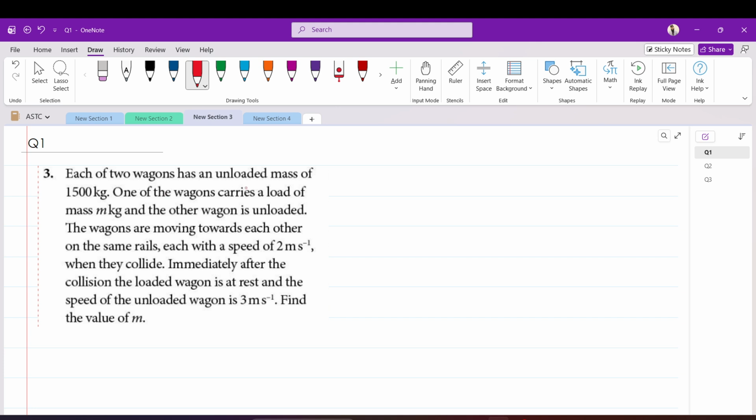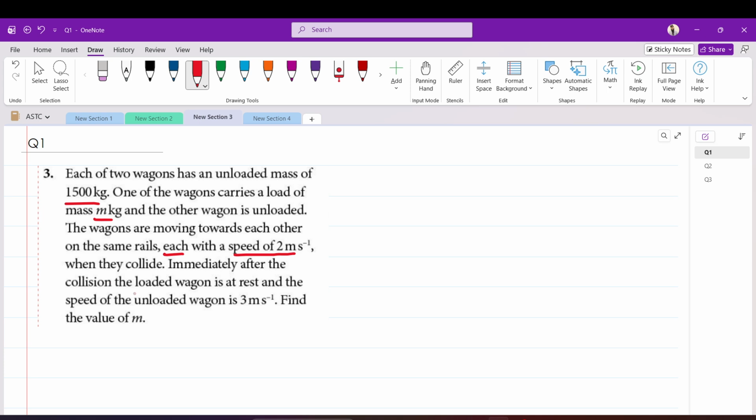Each of the two wagons has an unloaded mass of 1500 kg. One of the wagons carries a load of mass m kg, and the other wagon is unloaded. The wagons are moving towards each other on the same rails, each with a speed of 2 meters per second. So each one of them has a speed of 2 meters per second, but in opposite direction because they are moving towards one another when they collide.